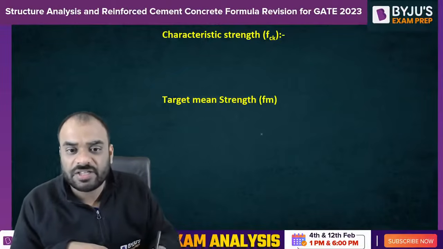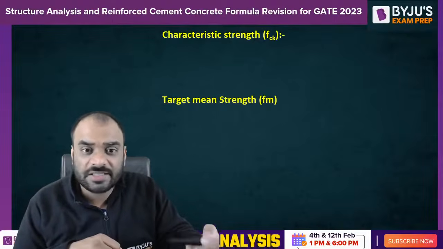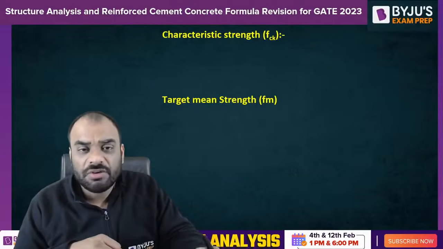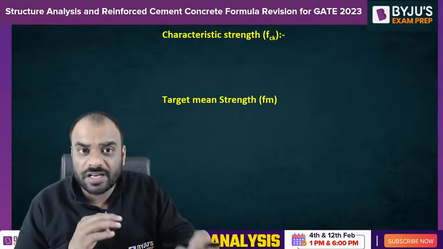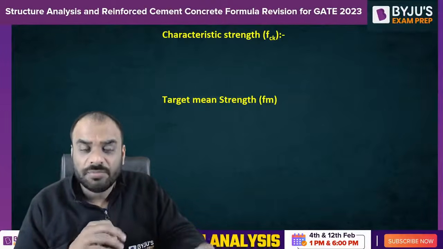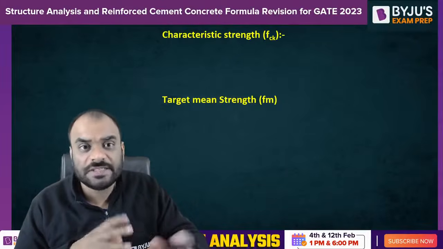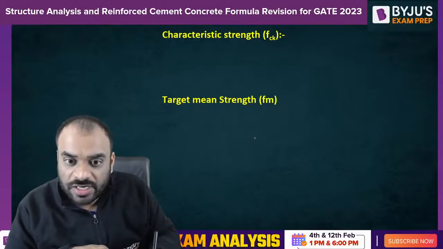First is the relation between the characteristic strength and the target mean strength. As you know, the characteristic strength is the strength below which 5% of test results are expected to fall, right? That is our characteristic strength. And what is target mean strength? It is the strength below which 50% of test results are expected to fall. So the relation between FM and FCK is what? You can write here, guys.